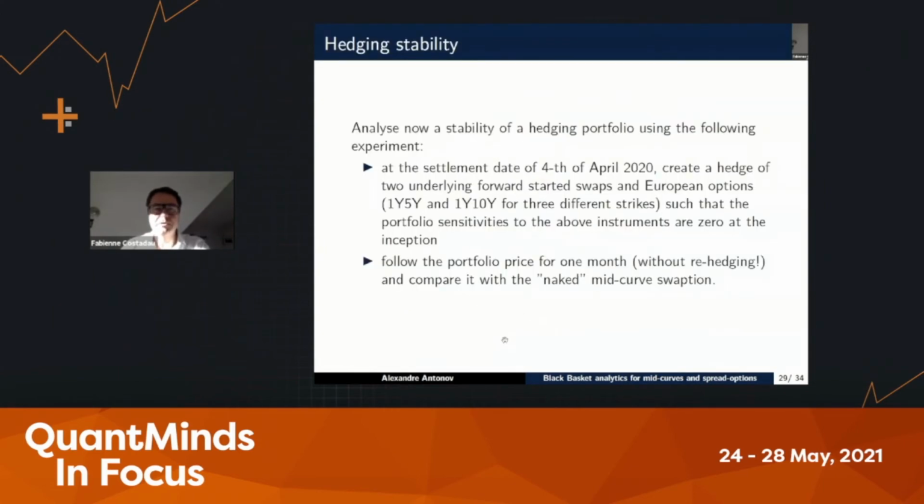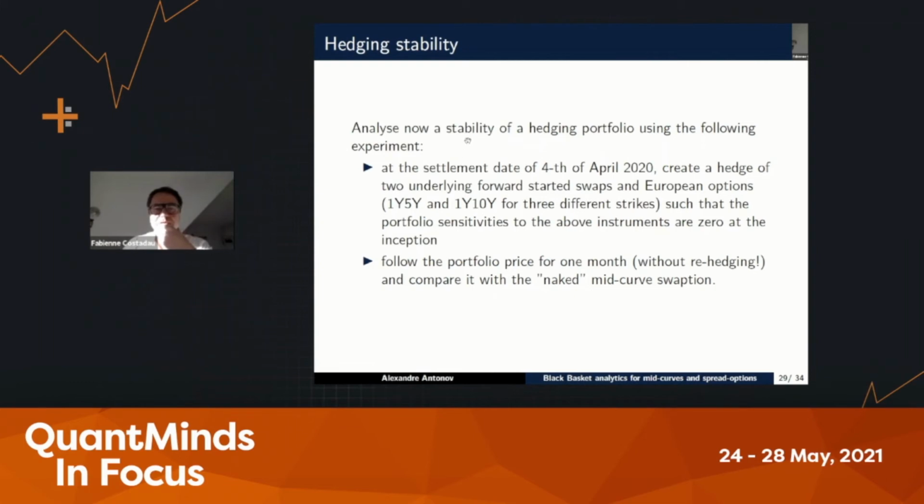Right. So the second experiment is the hedging stability. We analyze how the initially hedged portfolio disintegrates in the future. We'll see that the disintegration is very, very low, which means that the model fits well in the market.